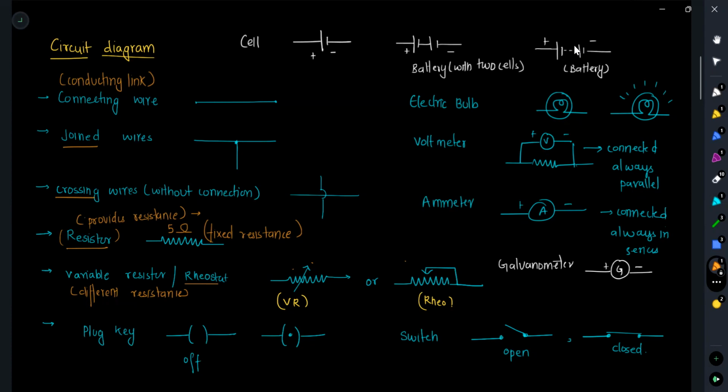Like we can provide in the single circuit both things, and we can provide in different circuits depending upon the circuit. So we will read how. Next we have a plug key. Plug key, everybody knows.